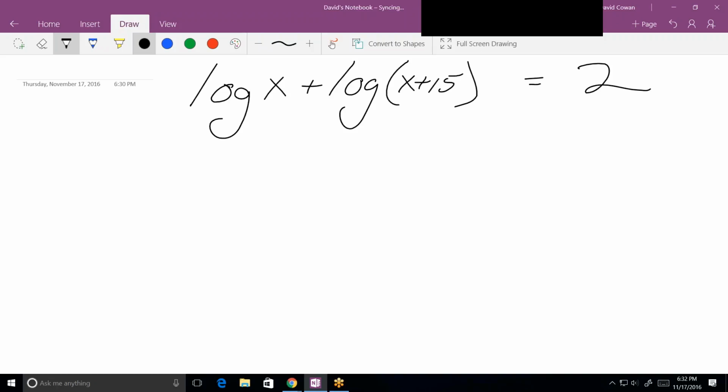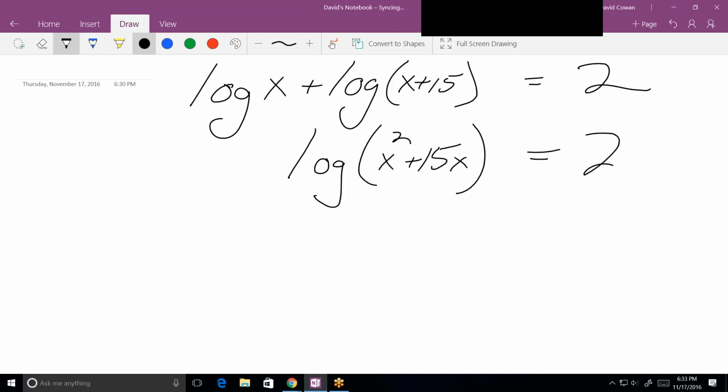Okay. The first step here is to combine it into a single log expression, because once we get it into a single log expression, then I can convert it to exponentials and solve it. So what's the single log expression going to be here? Log of x times the quantity of x plus 15, which is x squared plus 15x, all equal to 2. Okay, now what?